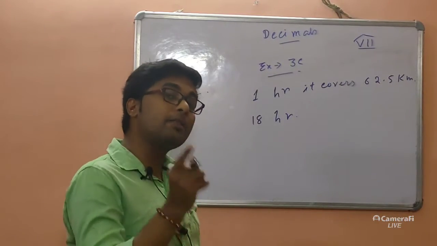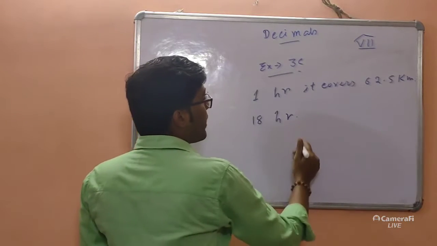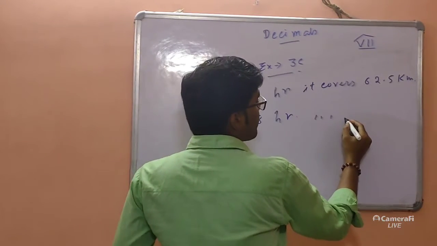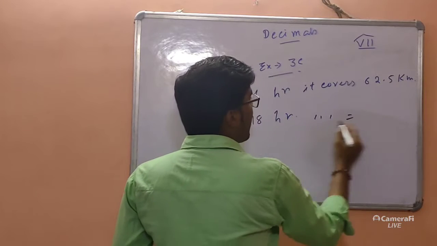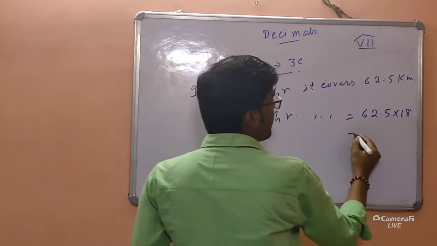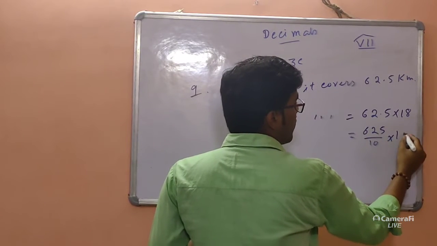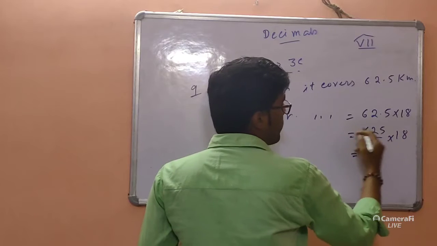The more here means multiply. So what do you multiply? In 18 hours, it covers this multiplied by this. So 62.5 multiplied by 18. That means 625 by 10 into 18. So multiply the numerator.